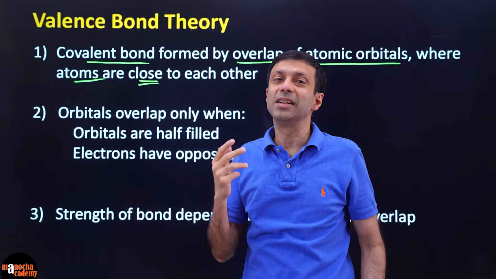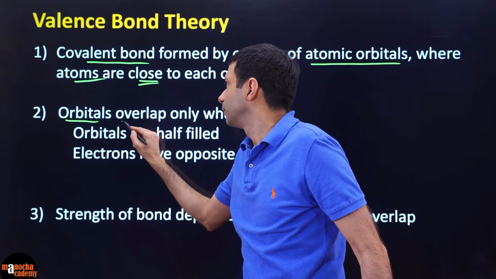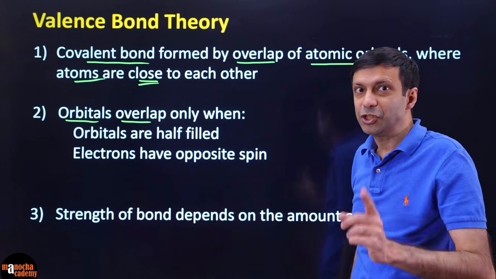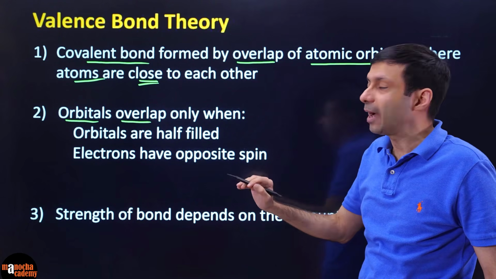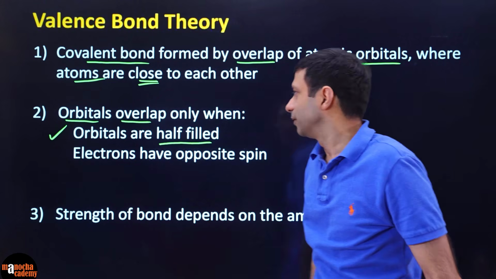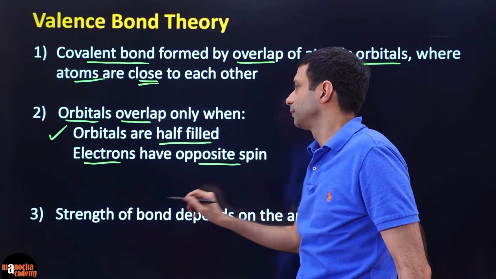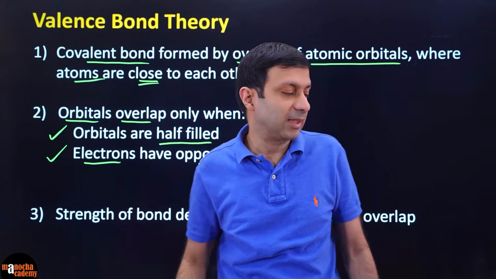Now let's talk about the second point. When do these orbitals overlap? What is the condition? The condition is that the orbitals will overlap only when they are half filled and when the electrons have opposite spin. Okay, so let's discuss that.